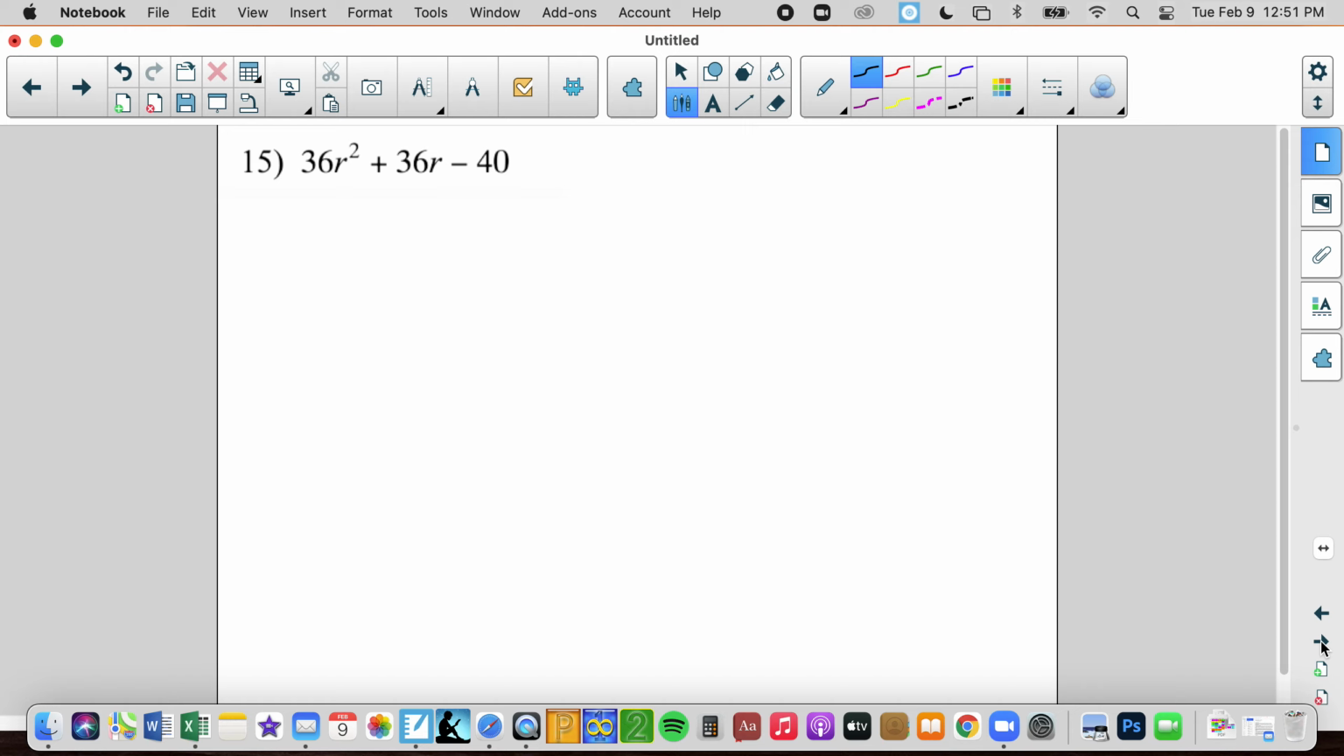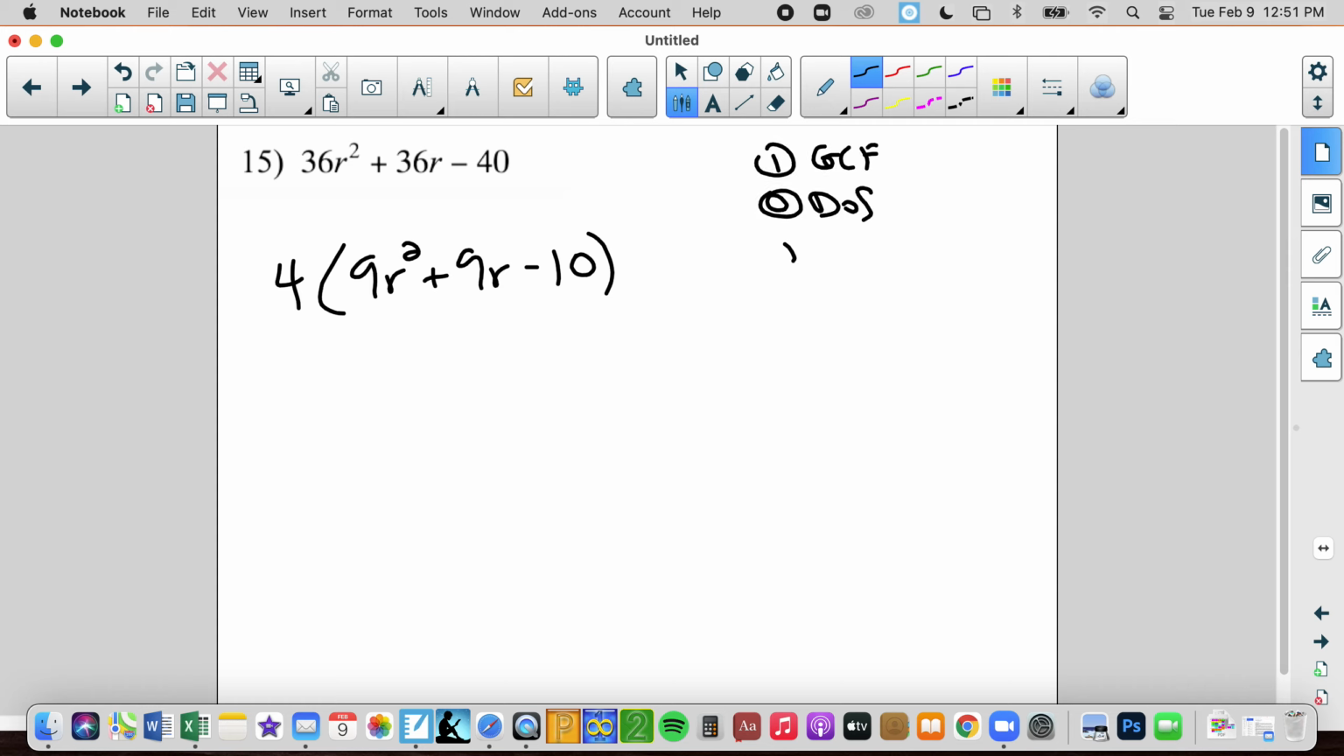36r squared plus 36r plus 40. 4 goes into it. I'm going to try 4. 4 gives me 9r squared plus 9r minus 10. Pretty sure that's correct. That looks good. It is not a binomial, right? That's my greatest common factor. Not difference of squares. Not a binomial square.